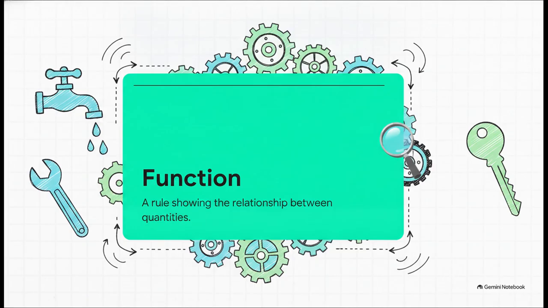A function is essentially a rule. It shows the exact predictable relationship between our variables. You can really think of it as a master key. Our equation, C equals 30H plus 45, isn't just the answer to one single specific plumbing job. It's a master function that lets us solve literally any variation of this cost problem, no matter how long the plumber is at your house.